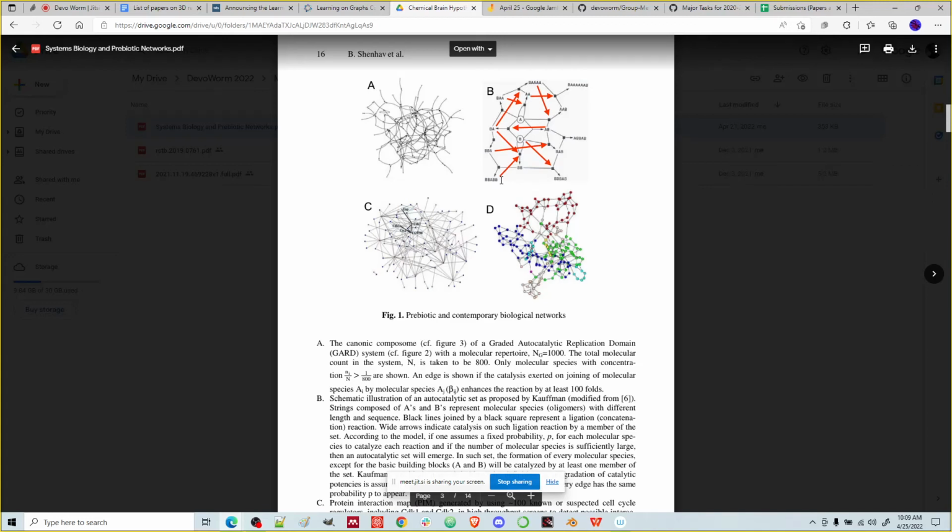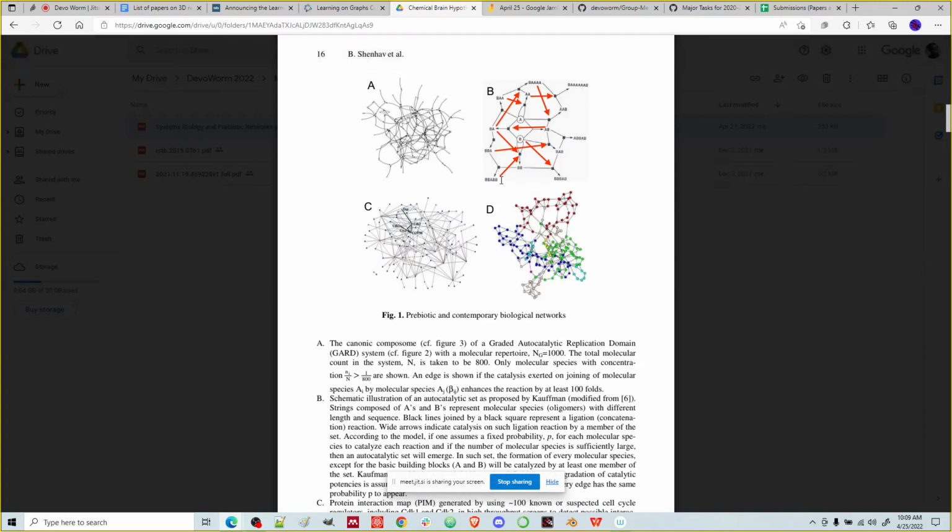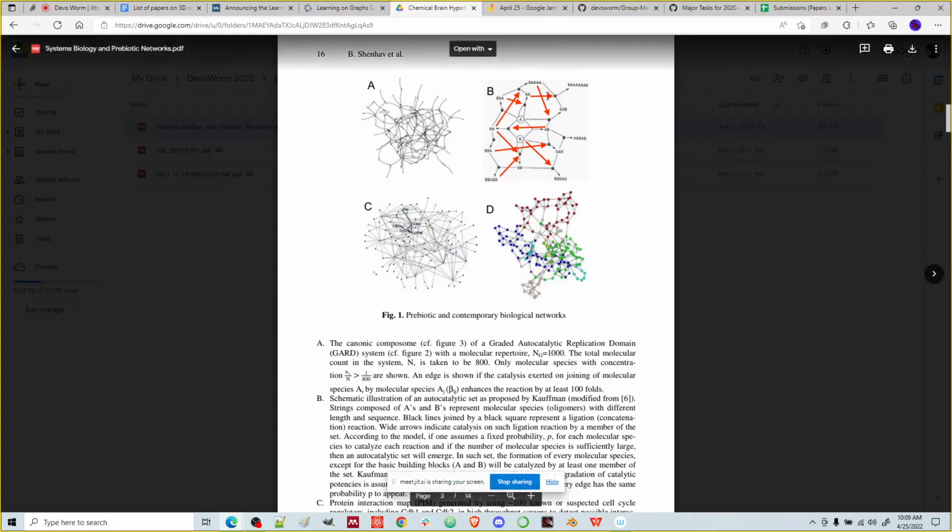So Stuart Kauffman, who is someone who's worked on other types of networks, like NK networks, also proposed an autocatalytic set. And so this is something where you have a number of different essential pieces that have to be in place for some of these catalytic reactions to occur. And so this is a minimal set of catalytic components that need to be in place.